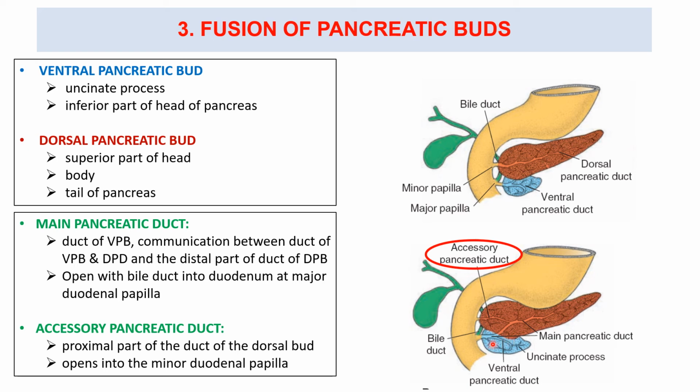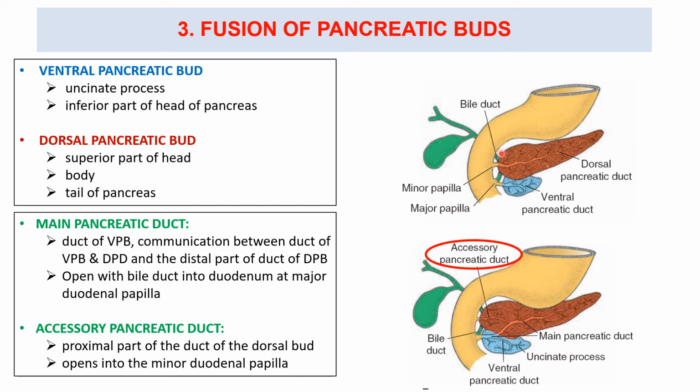Now we are left with only one leftover part of the ductal system, that is the proximal part of the duct of the dorsal bud. This proximal part of the duct of the dorsal bud develops into the accessory pancreatic duct and opens cranial to the major duodenal papilla, at the minor papilla, into the second part of the duodenum.